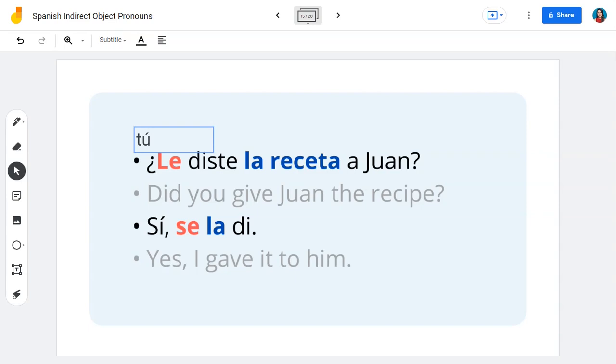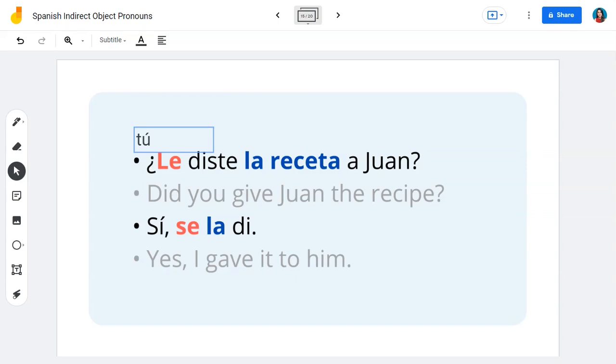Diste. Yo di, tú diste, él dio, nosotros dimos, like I gave, you gave, he gave. But in Spanish we conjugate. Yo di, tú diste. So, tú diste. Tú le diste. That's the way we speak in Spanish. I know it sounds weird. You, him, gave the recipe to Juan. That's the literal translation. Sí, se la di. Yes. Him, it, I gave. I know it sounds like Yoda is speaking.